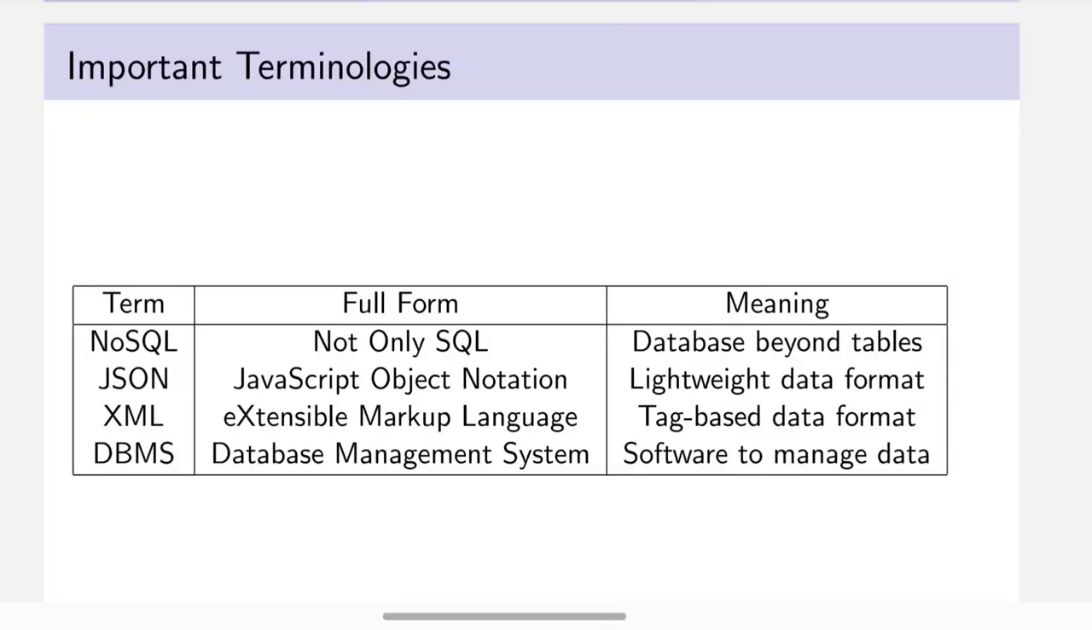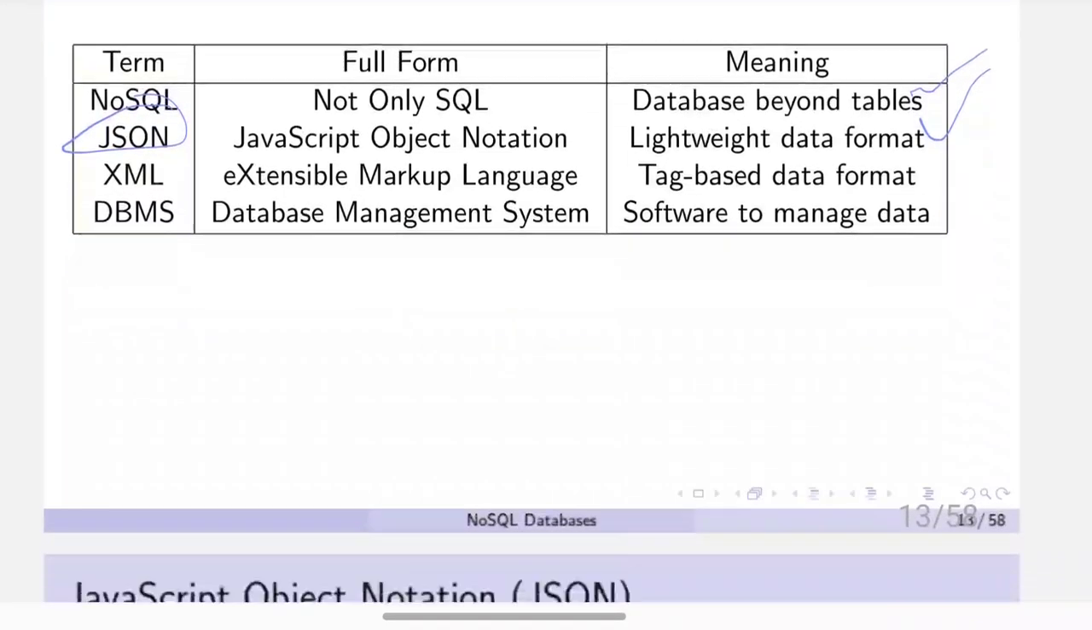So NoSQL, if you look here, is a database that does not rely on tables. That is what NoSQL is about. JSON is a lightweight text format used to store and transfer data. XML is a tag based structured format. DBMS you are already aware of, software that manages a database. You will see JSON very often in NoSQL. Okay, JSON will be the main component of NoSQL.